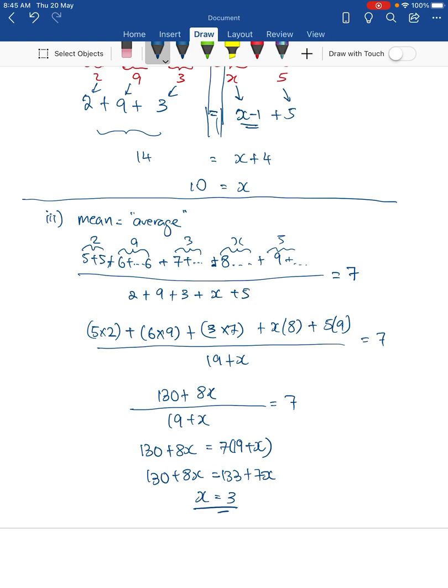That's the answer for part 3, and this is for question 2. I hope you have understood this.